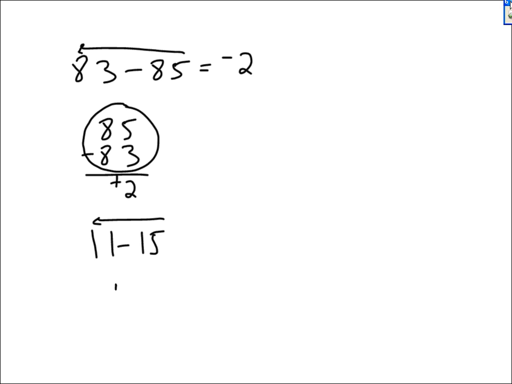11 take away 15. I would read that backwards. 15 take away 11 is 4. Positive 4. Oops. My answer is not positive 4, it's negative 4. If you read it backwards, whatever sign you get, it should really be the other one.